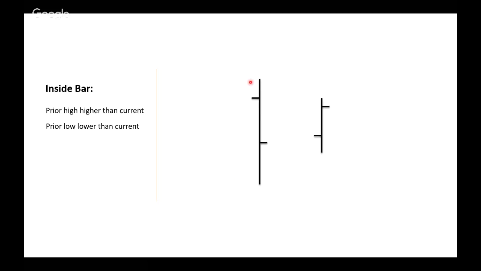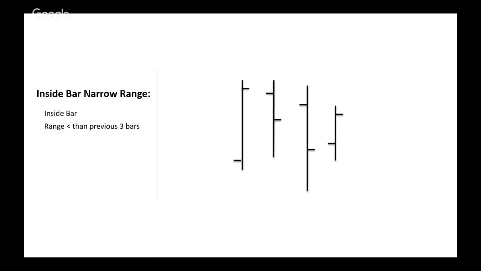So the previous high here is higher than the current high, and the prior bar low is lower than the current bar low. And this condition is then combined with a look back period, and then identifying the narrow 4-bar pattern. So you see here we have an inside bar, and then that this range here is narrower than the previous 3-bar ranges compared individually.